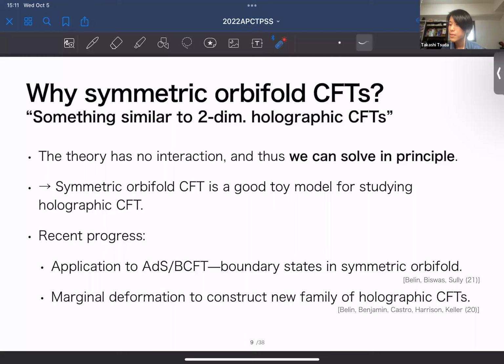So this means that symmetric orbifold CFT is a good toy model for studying holographic CFT. And there are some recent progresses, like application to AdS3/CFT2, research on boundary states in symmetric orbifold CFT, and marginal deformation, and to construct a new family of holographic CFTs, starting from N=2 super minimal models, they maybe found a new family of holographic CFTs that can be constructed. So this is the second important point of symmetric orbifold CFTs.